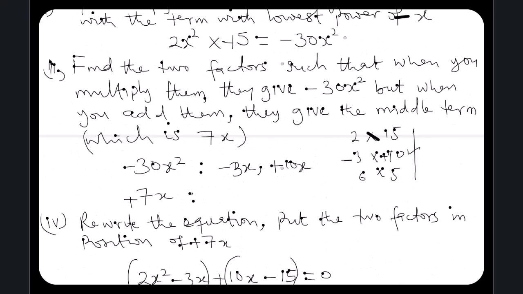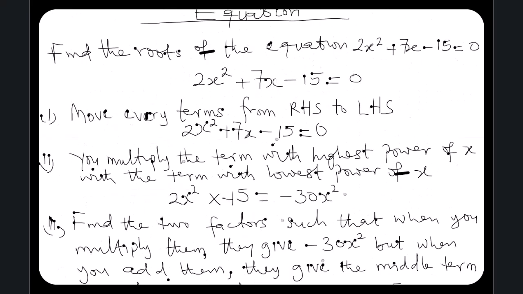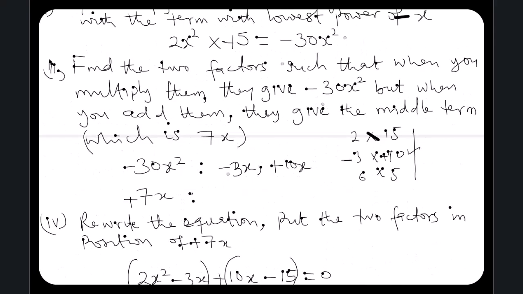Then you now look for two terms. This is where it gets tricky. You look for two terms. These two terms must be such that when you multiply them together, it must give you minus 30x squared. When you add them together, it will give you plus 7x. So these two terms are minus 3x and plus 10x. When you add them together, it's going to give you plus 7x. When you multiply them together, it's going to give you minus 30x squared.